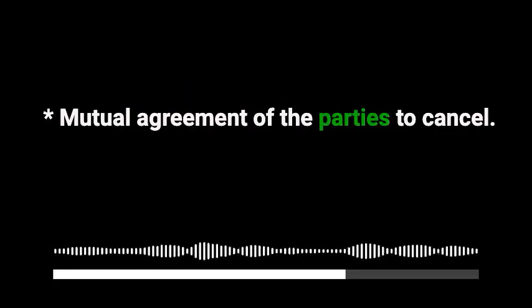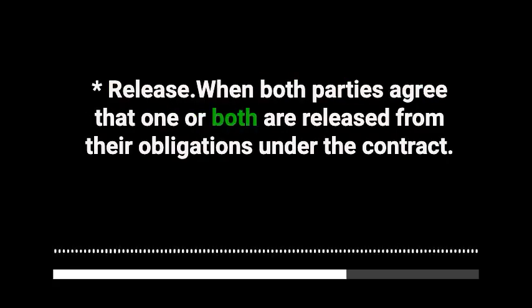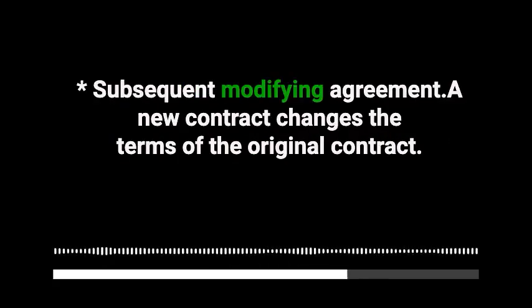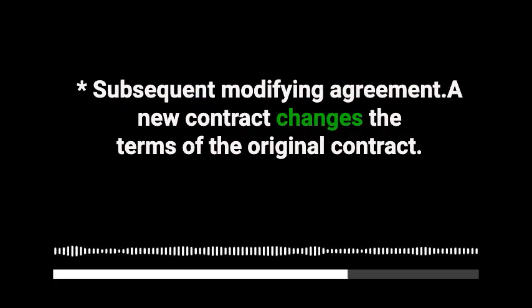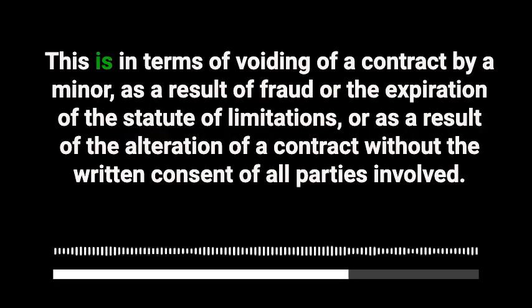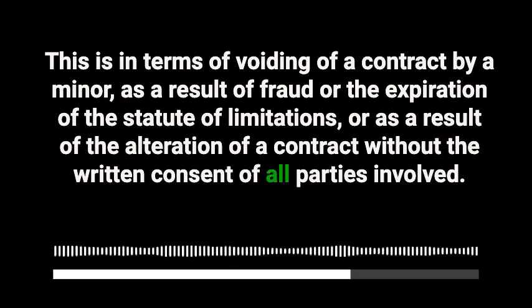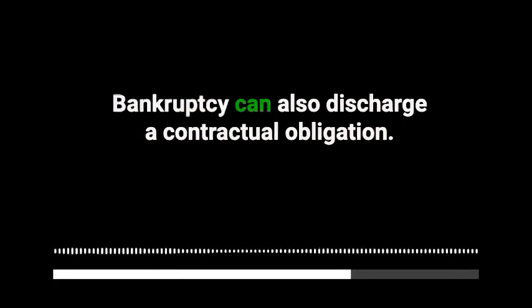Mutual agreement of the parties to cancel. Release. When both parties agree that one or both are released from their obligations under the contract. Subsequent modifying agreement. A new contract changes the terms of the original contract. Operation of law. This is in terms of voiding of a contract by a minor, as a result of fraud, or the expiration of the statute of limitations, or as a result of the alteration of a contract without the written consent of all parties involved. Bankruptcy can also discharge a contractual obligation.